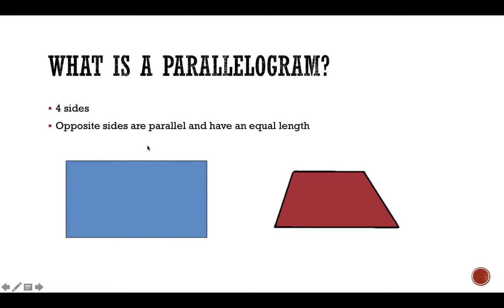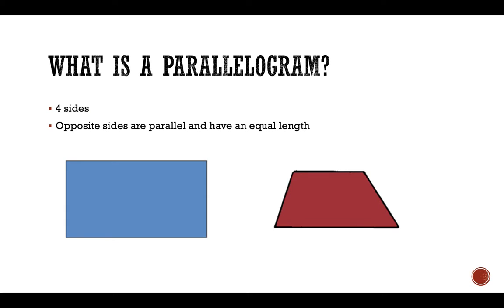I hope that's clear. So opposite sides are parallel, meaning if these sides would never end, if they continued going up and down, they would never cross. If we look at the opposite sides on this rectangle, if the lines were to continue going, they would never cross. They would never meet each other. We also have to realize opposite sides are parallel and they have an equal length. This is going to be huge.